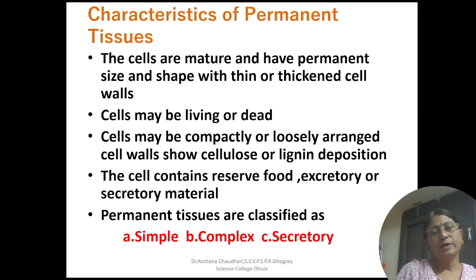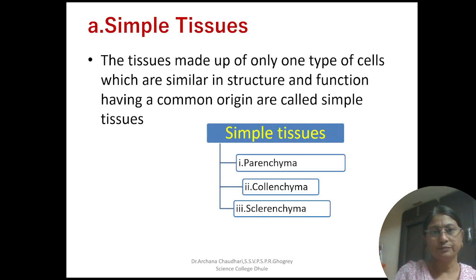The cells are mature and have permanent size and shape with thin and thickened wall. The cells may be living or dead. Cells may be compactly or loosely arranged. Cell wall shows the cellulose or lignin deposition. The cell contains reserve food, excretory or secretory material. The permanent tissues are classified as simple tissues, complex tissues, and secretory tissues.